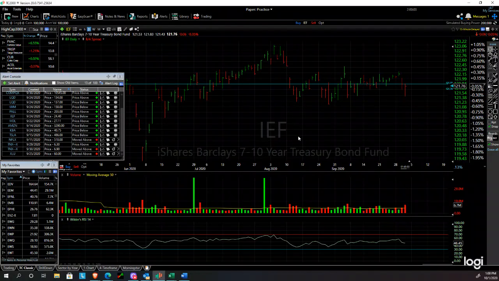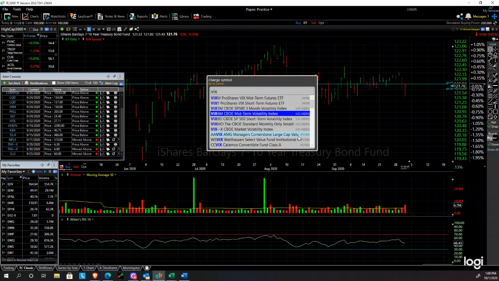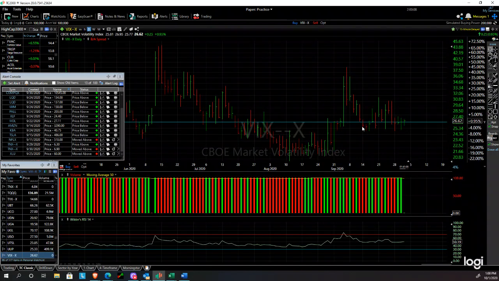But when we look at volatility measurements in the market, I'll show you VIX real quick here. So here's basically the S&P 500's volatility measurement.